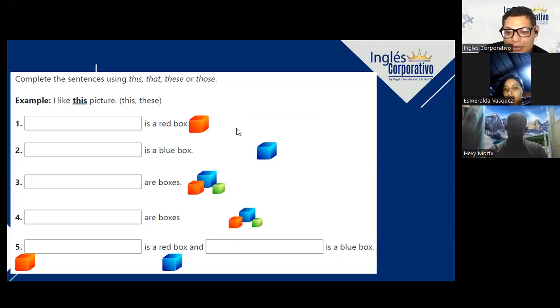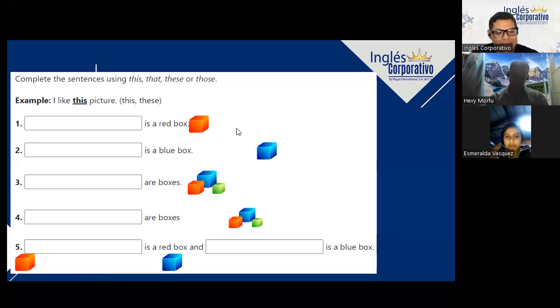Okay, look at the example here. Complete the sentences using this, that, these, and those. Example, I like this picture. So in that case, we have two choices, this or that. So look at the box.